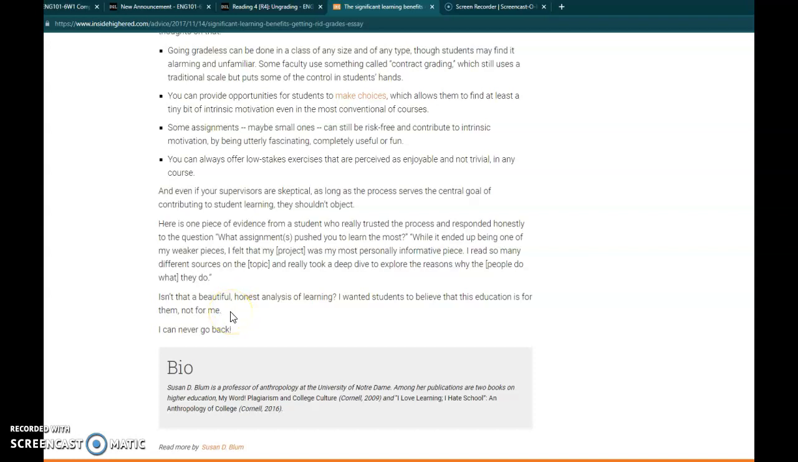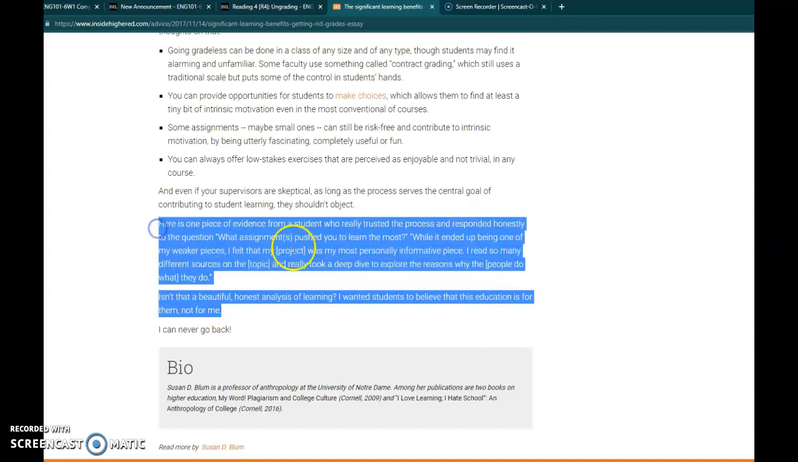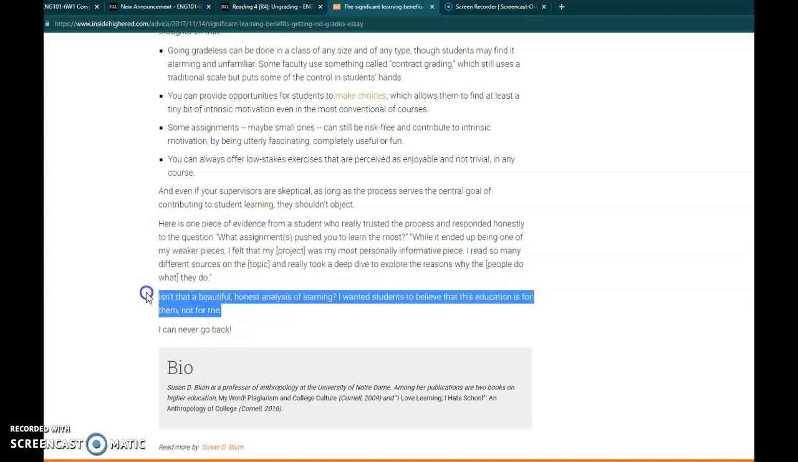And for me as a teacher, this does sound really nice. Isn't that a beautiful, honest analysis of learning? I want students to believe that this education is for them, not for me. So I would probably say that this, to me, is a pathos appeal. I would include that because in this example, it's basically invoking a sense of desire.